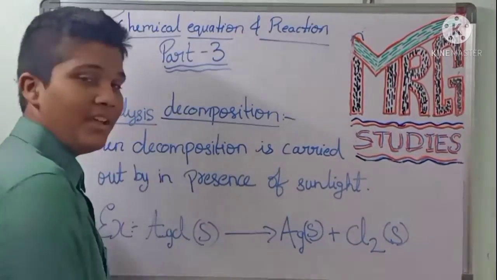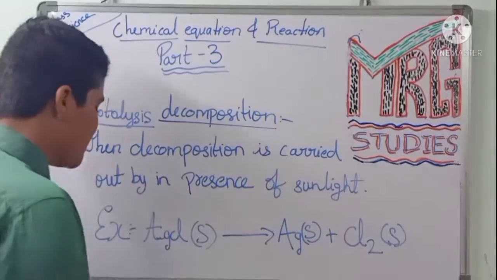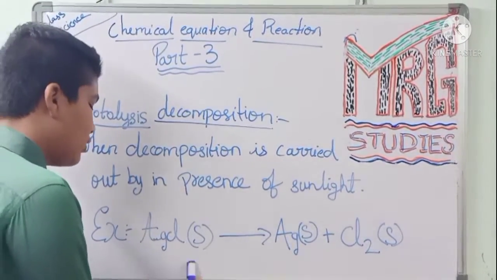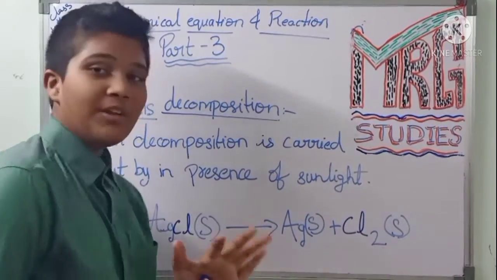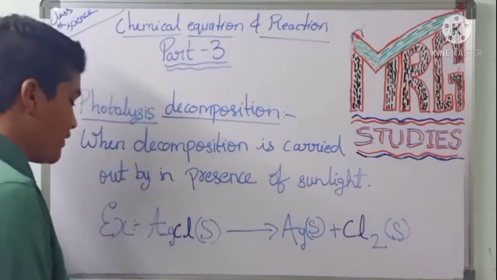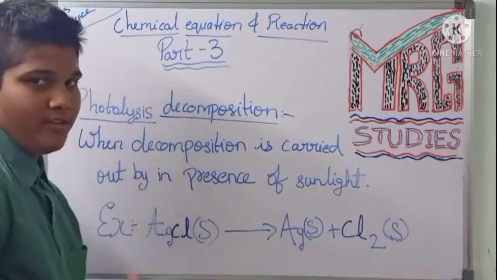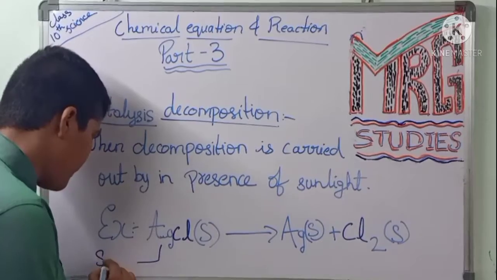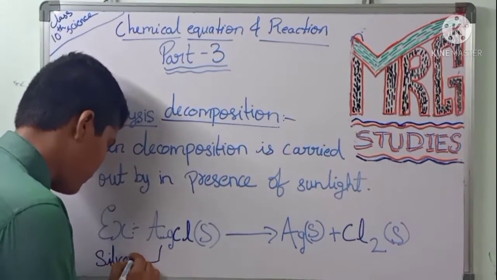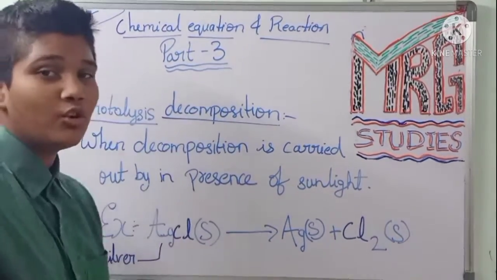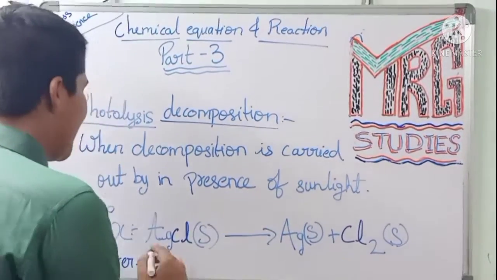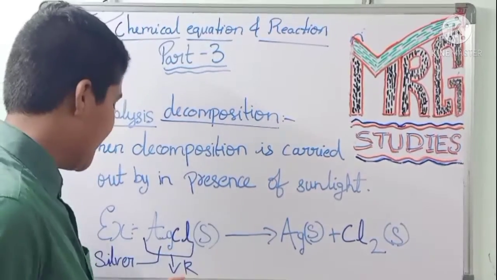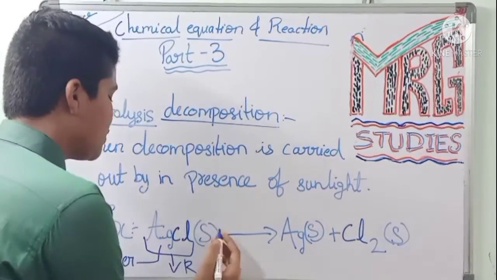See here, the example we have is silver chloride, AgCl. Silver chloride means Ag is silver, and Cl, you know, is chlorine. This is a single reactant and it is a solid.